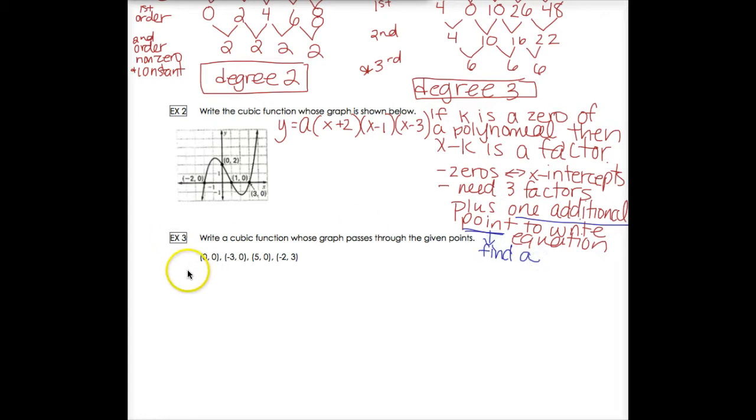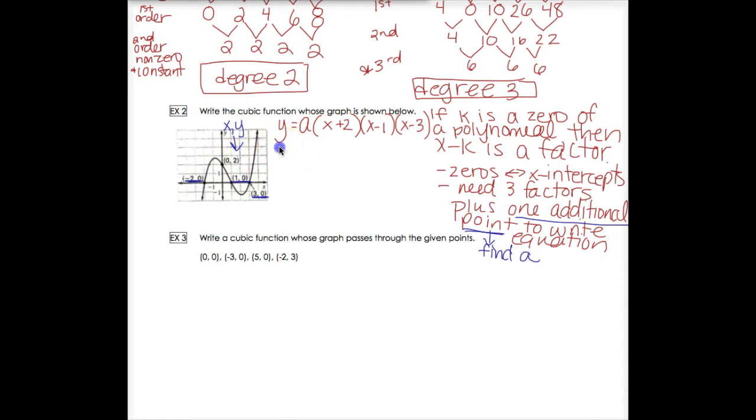Just like we did with quadratics, you can't find the A value unless A is the only variable. So we need, these ones were all factors. These gave me all my factors. This one is my extra point. It's not an x-intercept, it's not a 0, it's a y-intercept. So that is my extra point that I'm going to plug in for x and y. Because when I do that, the only variable left will be my a. So I'm going to plug that in.